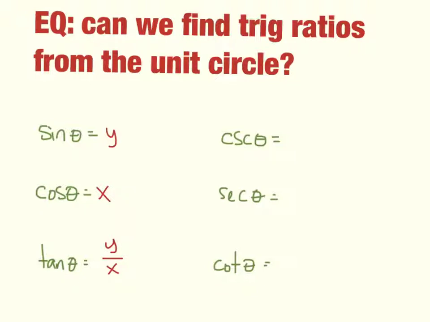Cosecant is 1 over sine. So cosecant theta is 1 over y. The secant is 1 over the x, and the cotangent would be the x over the y.